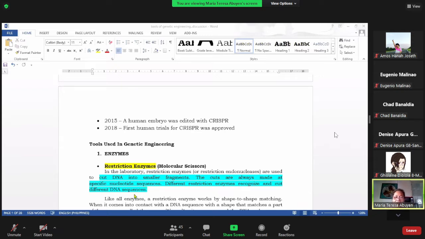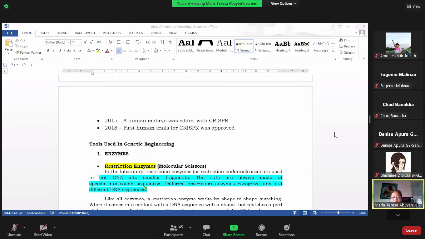Restriction enzymes are very, very specific. They cut at a specific recognition site in the DNA. Again, restriction enzymes cut a specific nucleotide sequence in a DNA molecule. They don't cut just anywhere in the DNA. They are very, very specific.